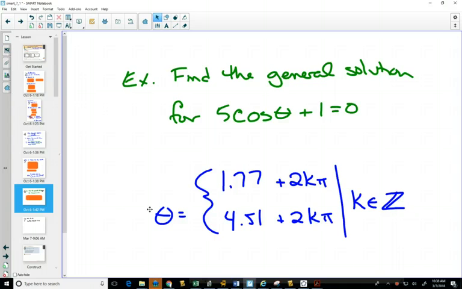So 1.77 and 4.51, those would be the answers between 0 and 2 pi. And then you'd add 2k pi to make them coterminal. So it's just a little bit faster than writing every single answer, all infinite of them.